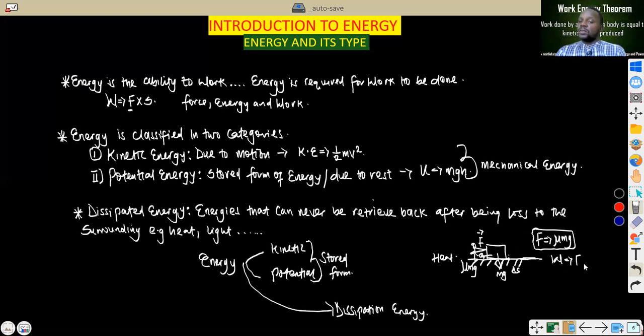Force times what? The displacement. Remember, the force here is mu mg, and it is lost to the surrounding, which cannot be retrieved again. This form of energy in physics is called dissipated energy. So I hope you understand this as part of the introduction to energy. As we move further in the explanation of all other categories of energy, I believe we are going to get a better understanding.